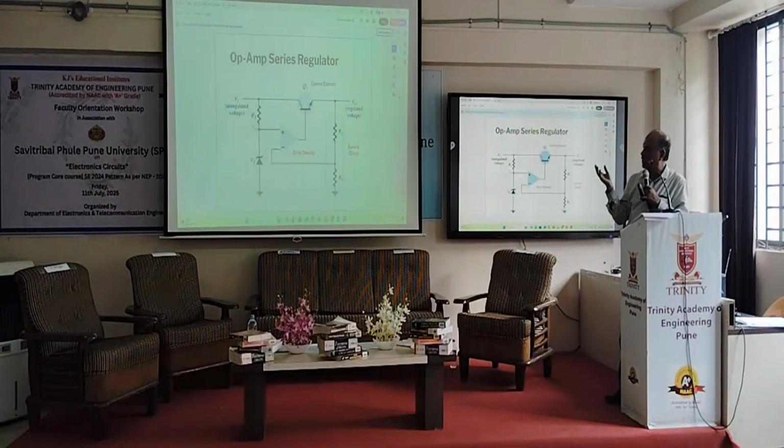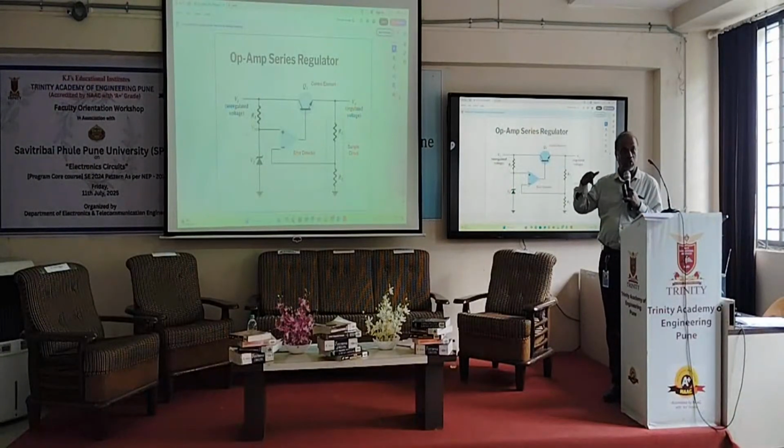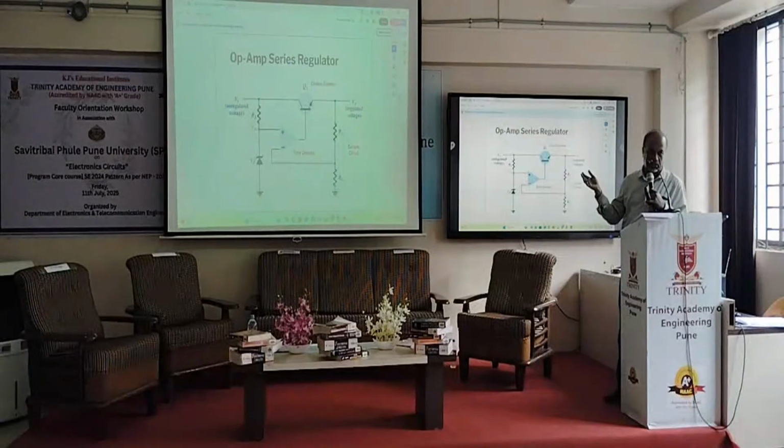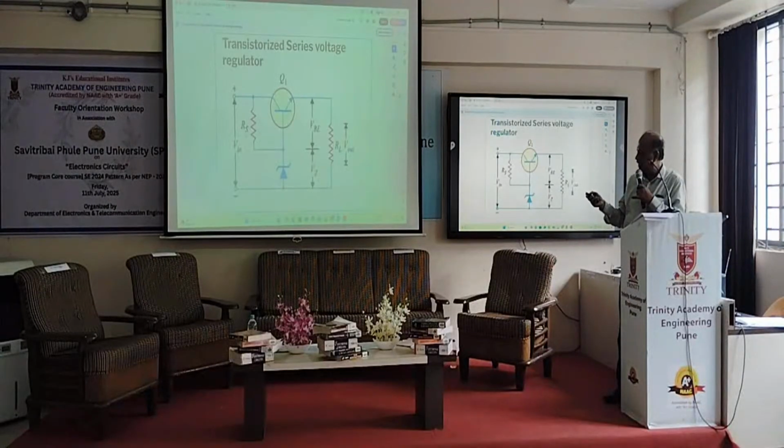This is an op-amp circuit, which is again used as an error amplifier, connected to the base of the transistor. So the op-amp is also a component which is used in different circuits as a regulator. We have not included it in the syllabus if I am not wrong, but we can ask them to just understand this circuit. So this is a control element. Over here we have an error detector.